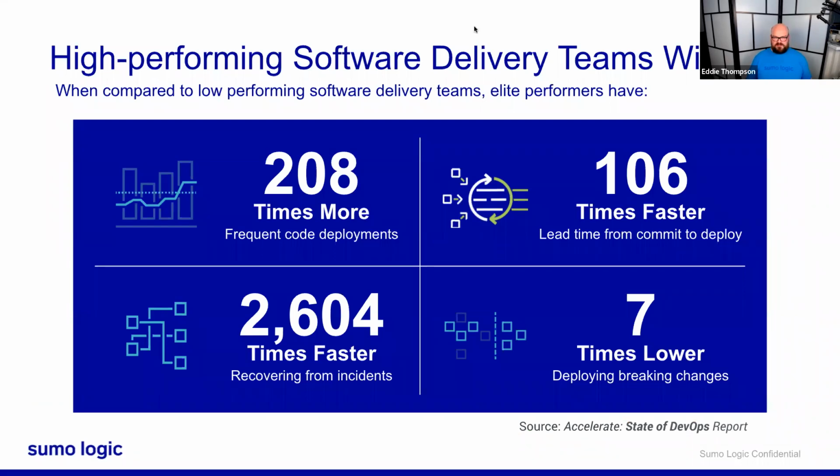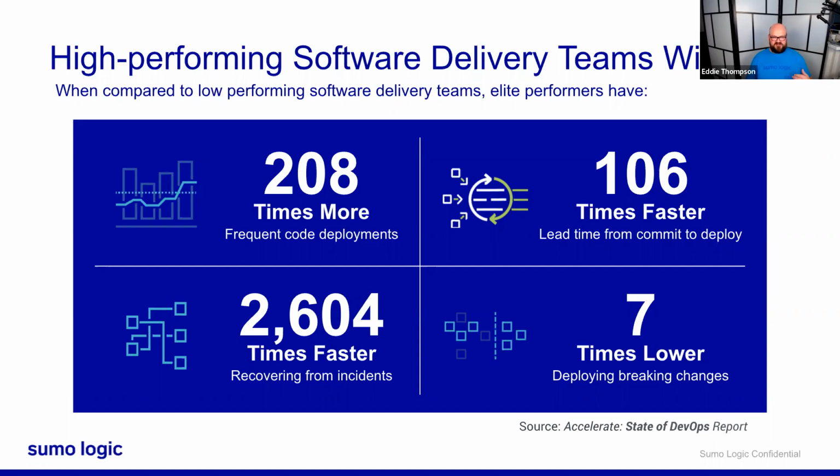And we get past the architecture, and now we think about the why. Why would someone want to do this? And the reality is that high-performing software delivery teams win. So when compared to low-performing teams, elite performers, they deploy code far more frequently.